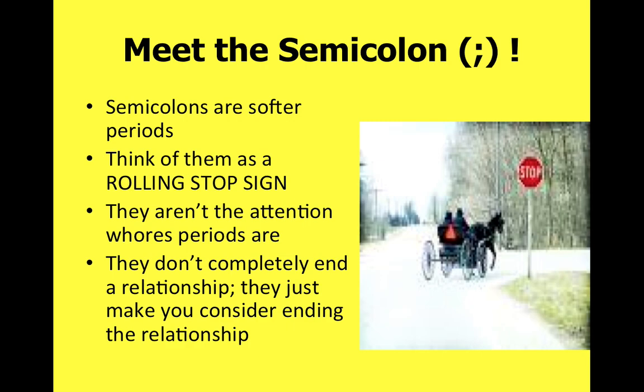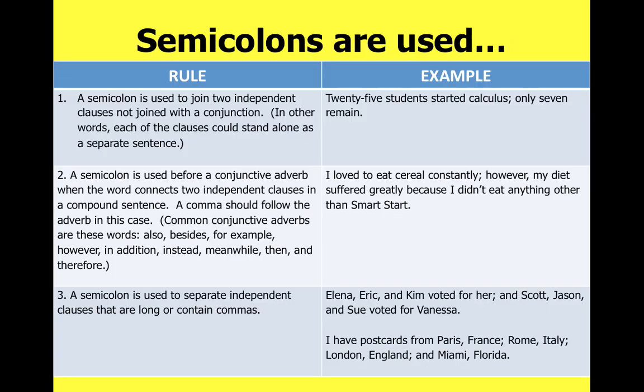Okay, so some rules for using semicolons. First, a semicolon is used to join two independent clauses not joined with a conjunction. So in other words, each of the clauses could stand alone as a separate sentence. An example over here in the right-hand column says, 25 students started calculus; only 7 remain. Each of those clauses are full sentences. They could totally stand on their own, but because they're so closely related, instead of putting a period between them, which could sound a little choppy, you might use a semicolon, one of those more rolling stop signs.